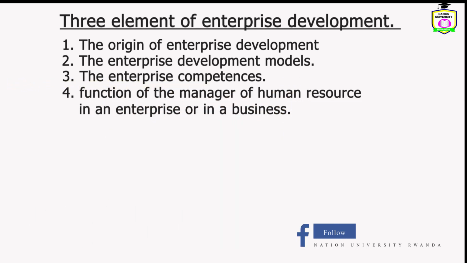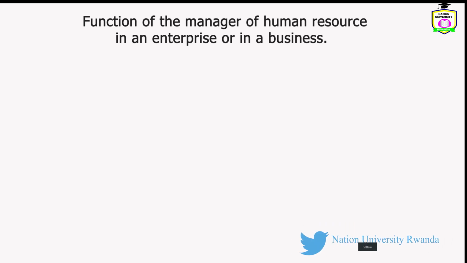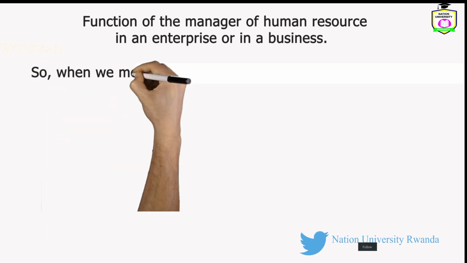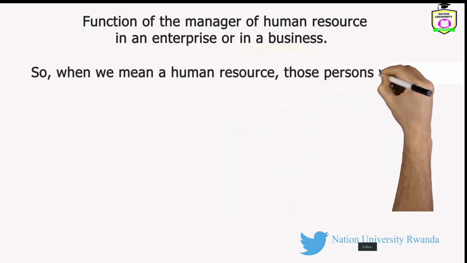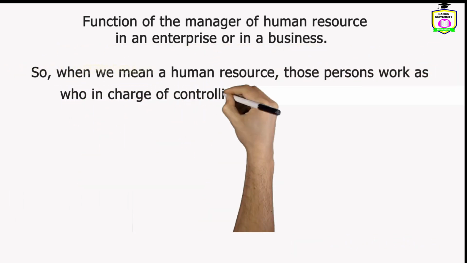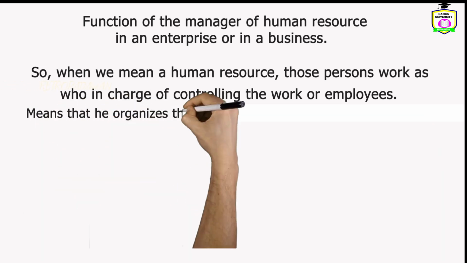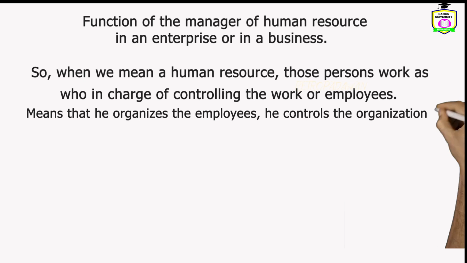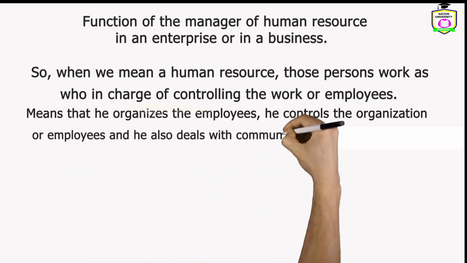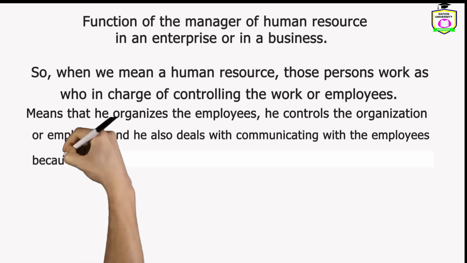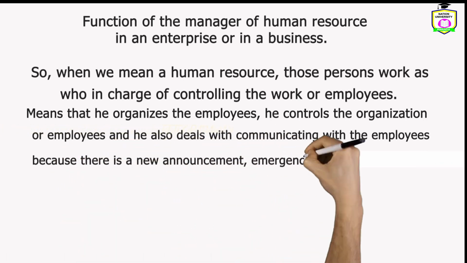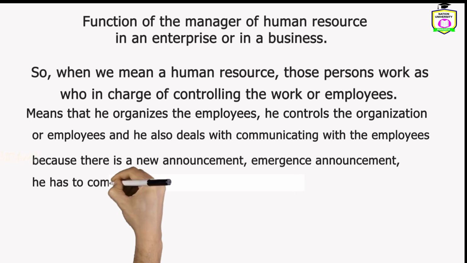Let me reverse and start from the function of the manager of human resource in any business. When we mean human resource, those personnel or workers who are in charge of controlling the workers or the employees. If anyone is in charge of controlling, it means he also organizes, because you can't manage where you don't organize. He organizes the employees, he controls the employees, and he also deals with communicating with his employees, because when there is a new announcement or an emergency announcement, he has to communicate effectively.